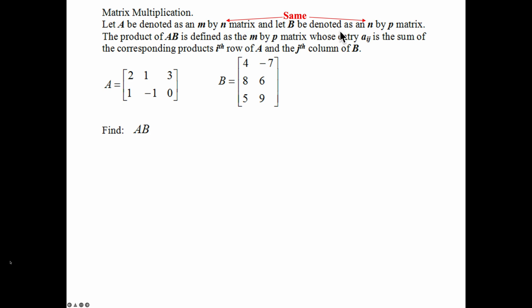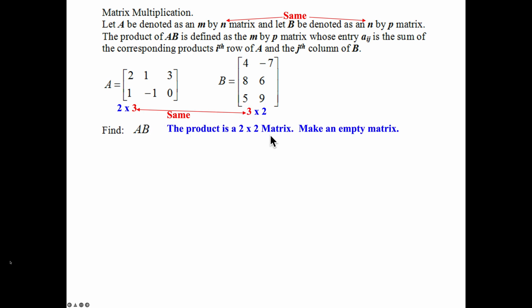All right, now what do we do? You take the first matrix row and multiply it by the second matrix column and add all those products up to create just one entry. So what I like to do is put my dimensions below the matrix. When I'm multiplying and I write them out here, I'll go 2 by 3, 3 by 2. Notice that the 3's are the same. Cancel them out. My answer is a 2 by 2 matrix.